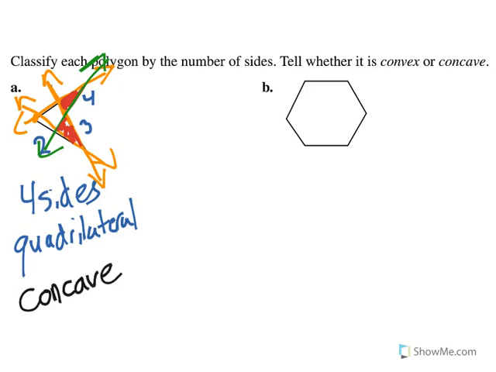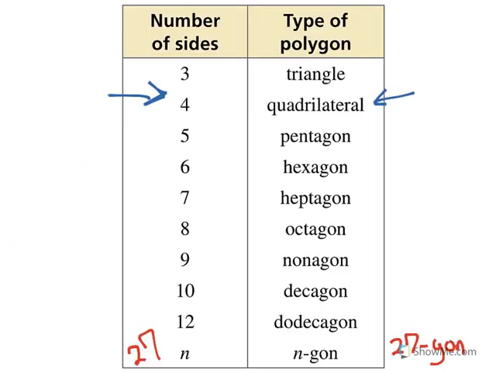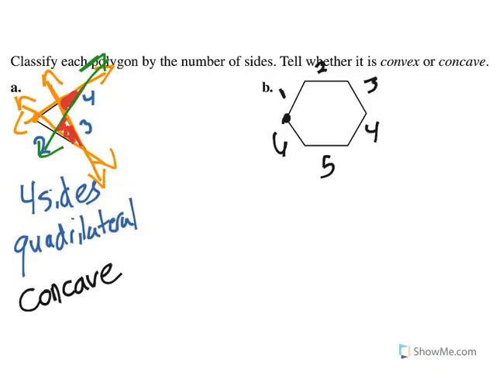Then we can move on to B. For B, we're going to count how many sides again. So I'm going to start at this point and go around: 1, 2, 3, 4, 5, 6. So when I have a 6-sided figure, what is it called? If I go back to my table again, I can look for 6-sided, and this one we call a hexagon. So 6 sides means it's a hexagon.